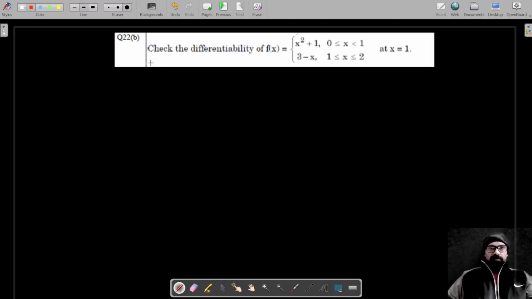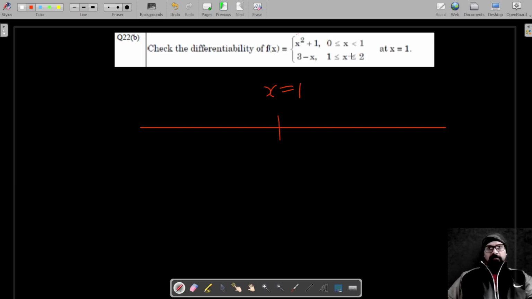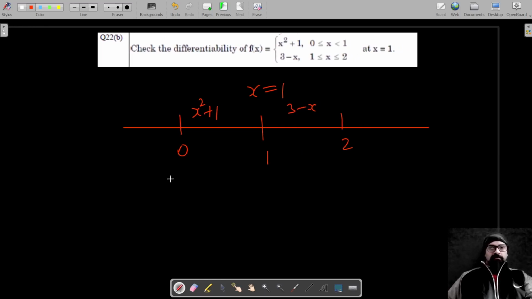Okay, for the next question, we have to check the differentiability of the function at x is equal to 1. This function is defined as follows: for the value between 0 and 1, the function is x squared plus 1, and between 1 and 2, the function is 3 minus x. Now let's check the differentiability of the function.